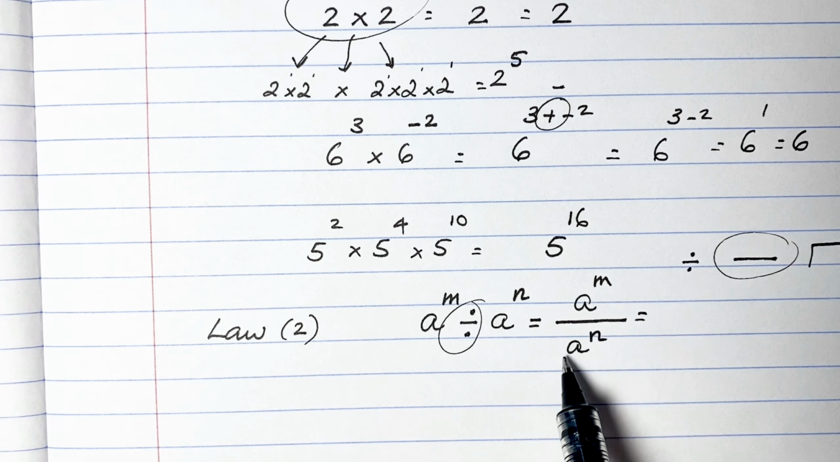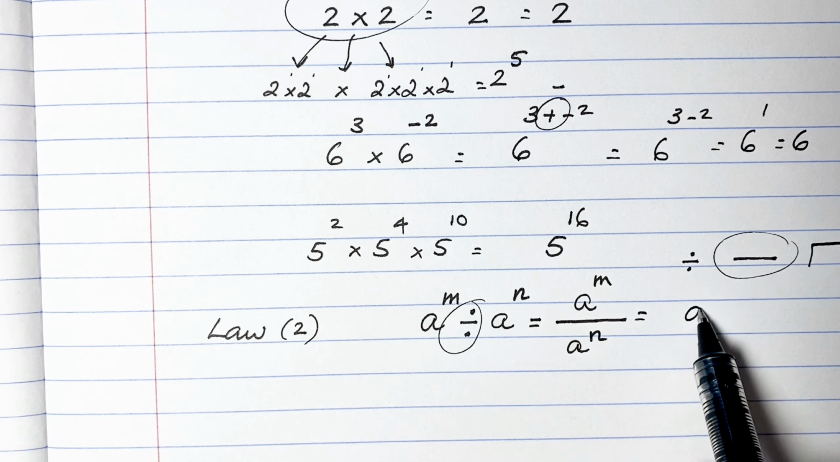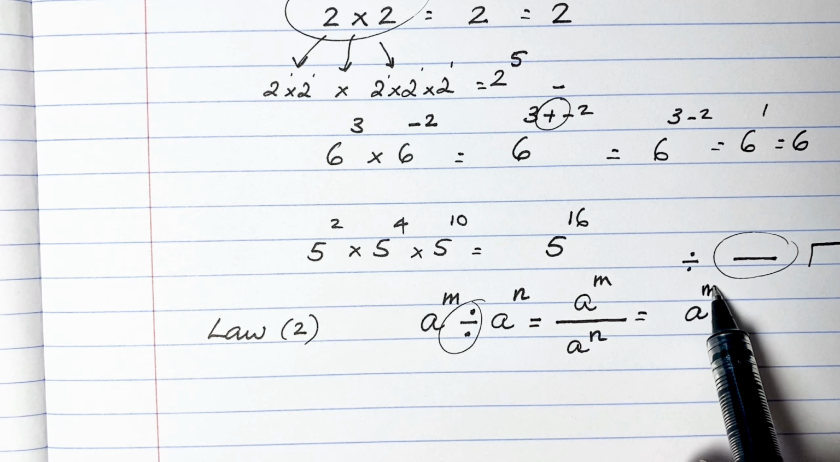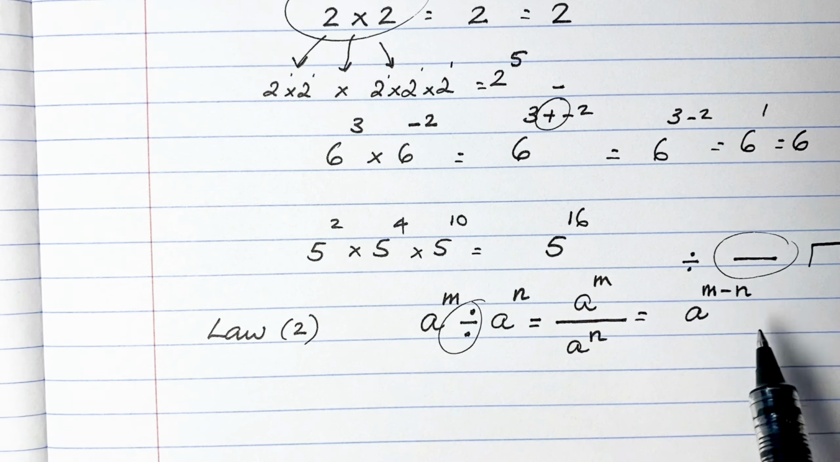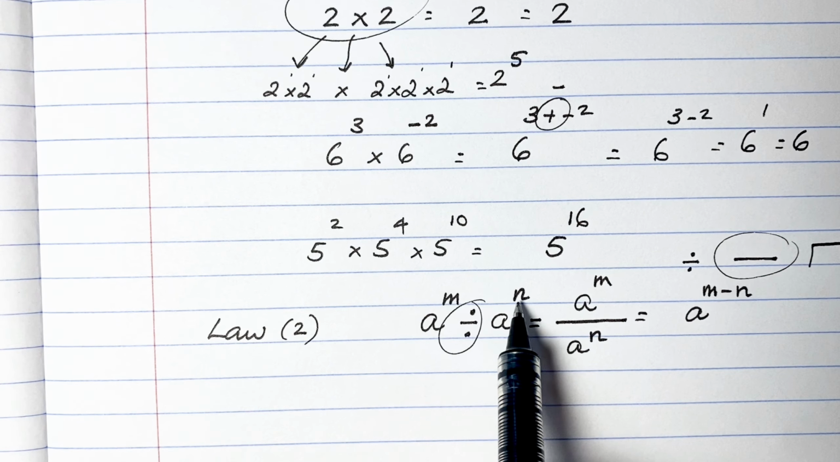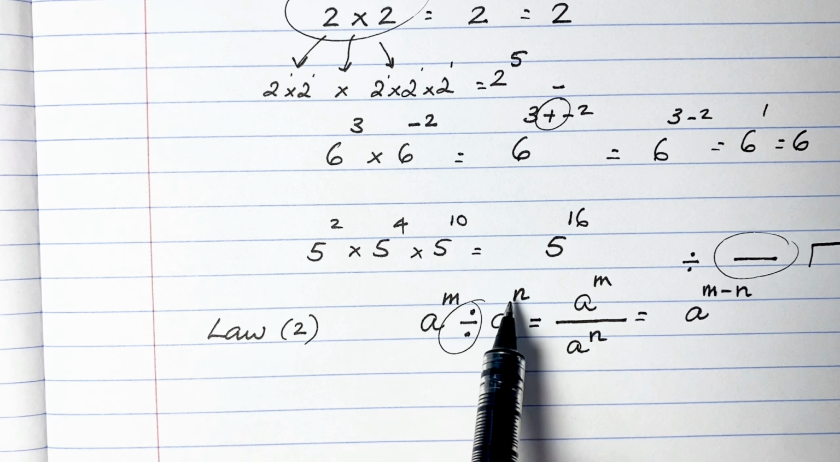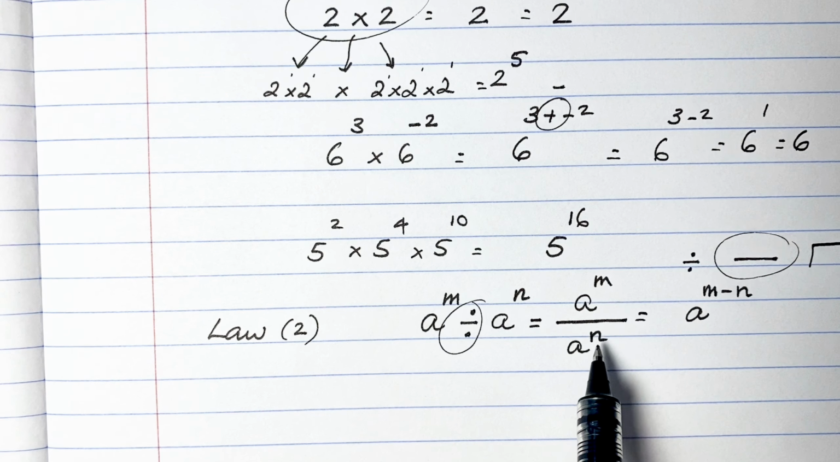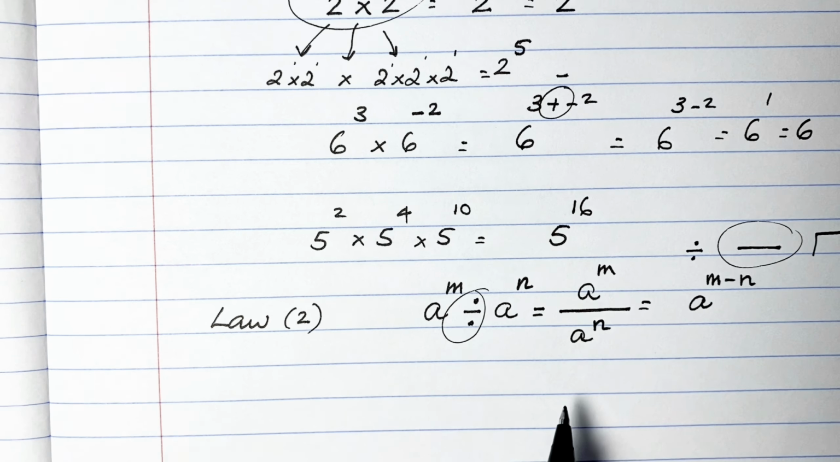Again, the bases are the same. So you write the base and you take away the top power minus bottom power. But if it's in this shape, it would be first power minus the second power. So m minus n, m minus n. So that's law number 2.